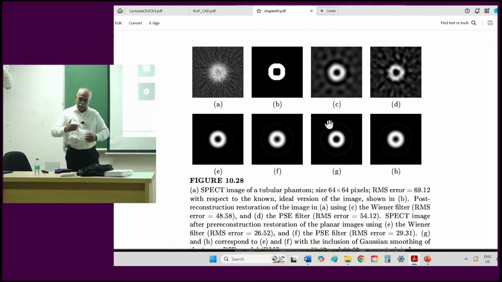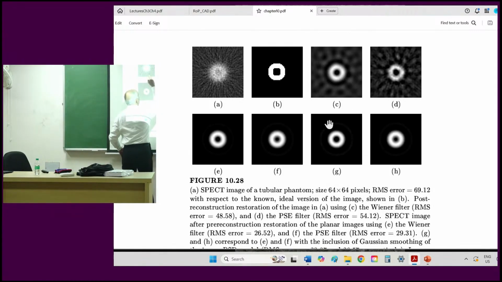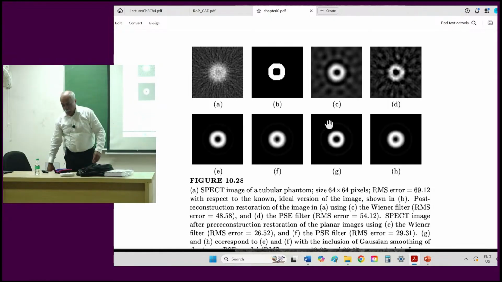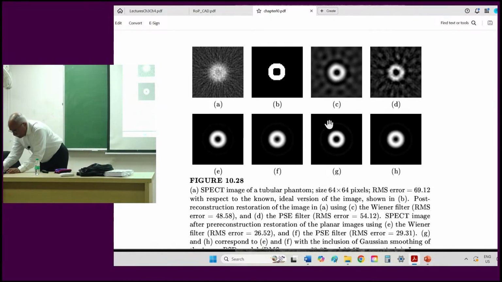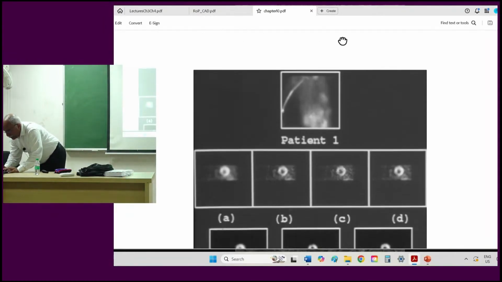If you restore each of the projection images first, and then do the tomographic reconstruction and get the cross-section, you get this. Compare that with this. This is Wiener filter applied to each projection image, and then reconstruction, and a few other options. So these two are Wiener filters applied to this image, and this is applied to each projection image. One of my PhD students did that, and this is of a patient.